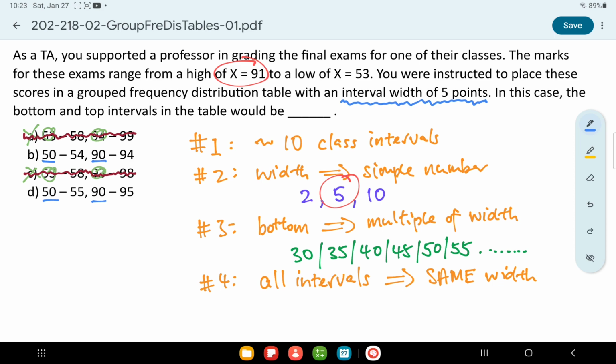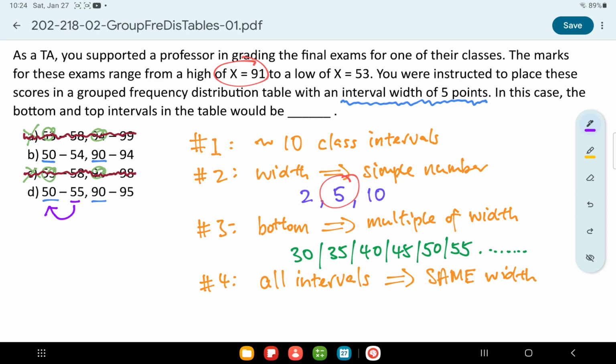By a width of 5, we're not just talking about the larger number subtracting the smaller number to get the numerical result of 5. We're talking about the range representing 5 points.